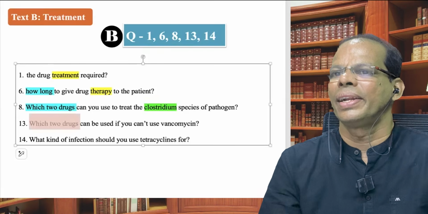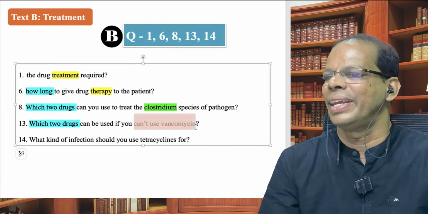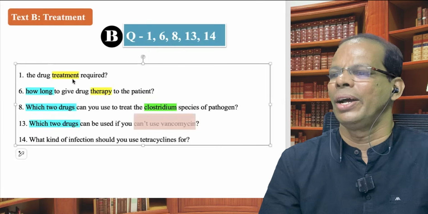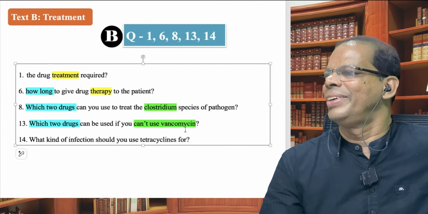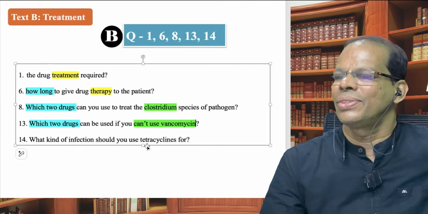How simple once you understand this. To treat what? Can be used if you can't use Vancomycin. Yeah, if you can't use this one, which 2? So you have to look for this name. With that, it will be given, right? Yes, sir. Yeah. What kind of infection should you use?